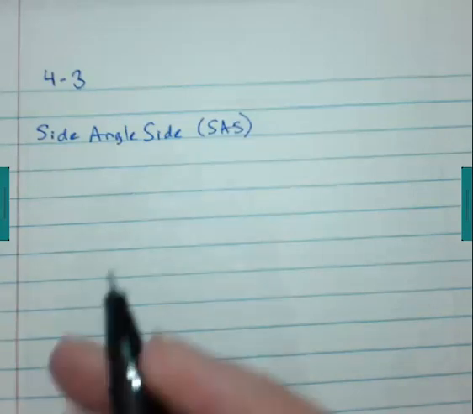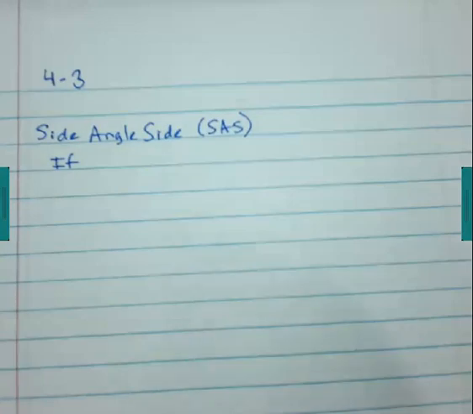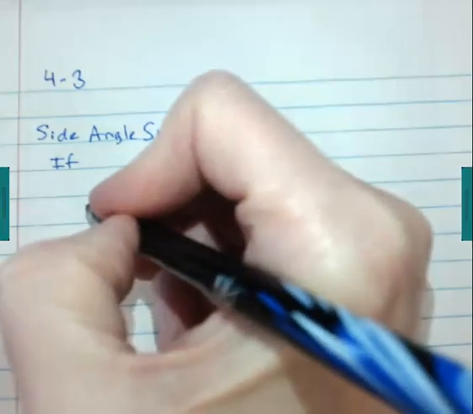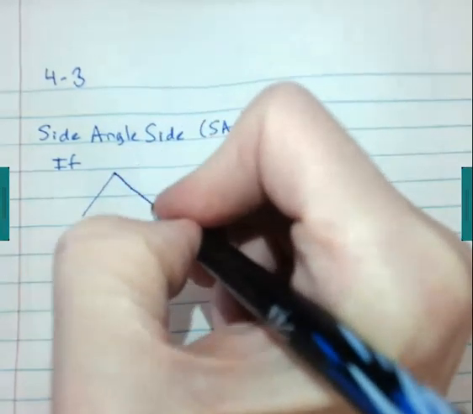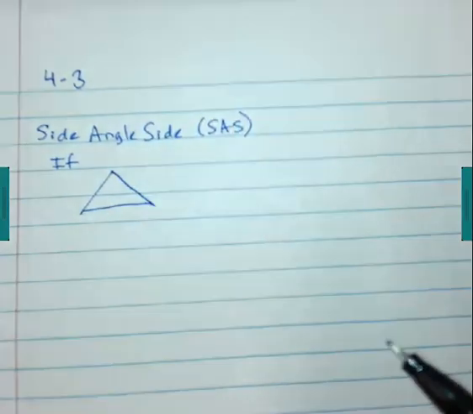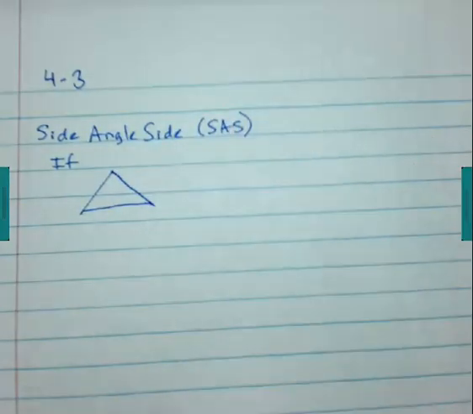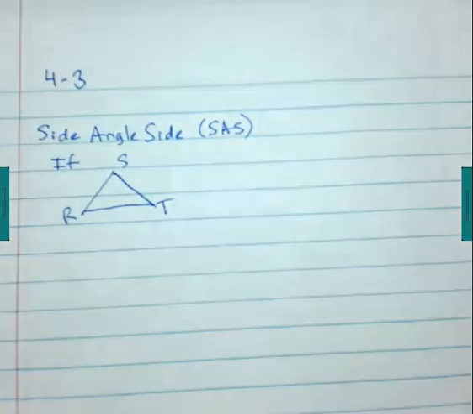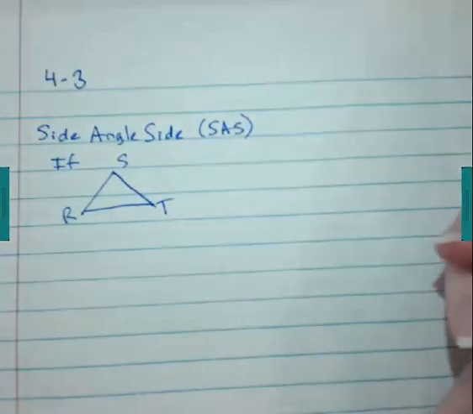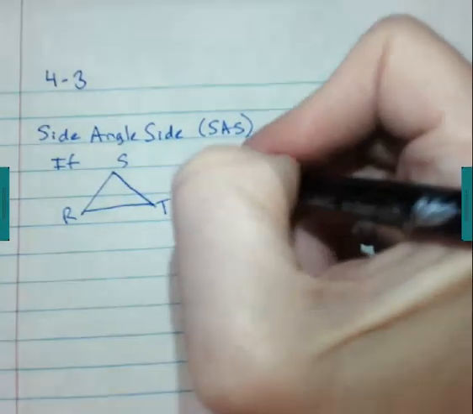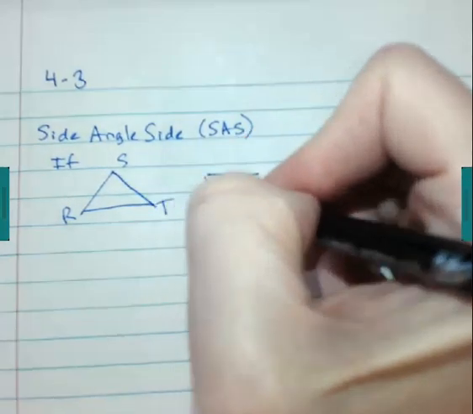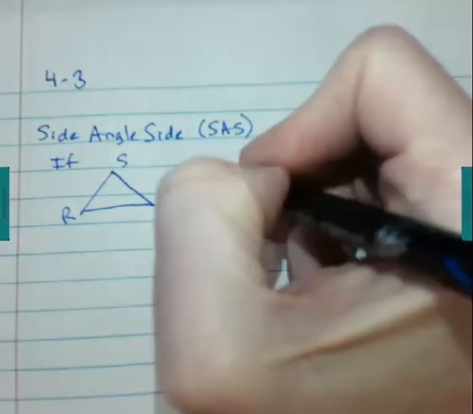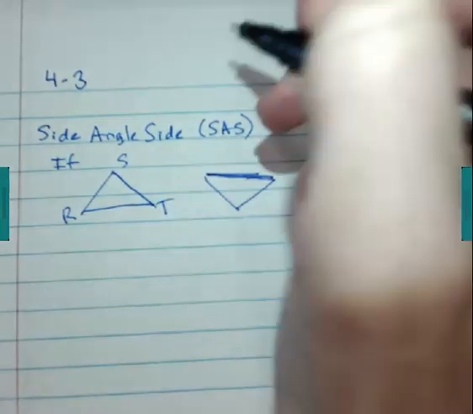So for this one, we want to say if, and then we're going to have 2 triangles. So I want you to draw 2 triangles. They just need to look something like this. They don't have to be exact. And we're going to label this one RST. And it's really important that you get those letters in exactly the same spots. And then we're going to do another triangle, and this one is going to be labeled XYZ.